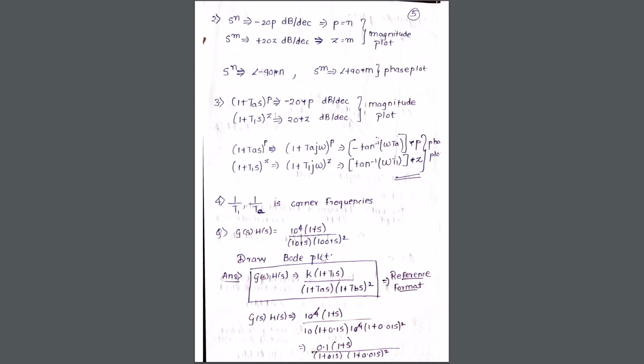So always remember, whatever is the open loop transfer function given to you, you have to get it in the standard format, that is K into (1 + T1 s) upon (1 + Ta s) into (1 + Tb s).